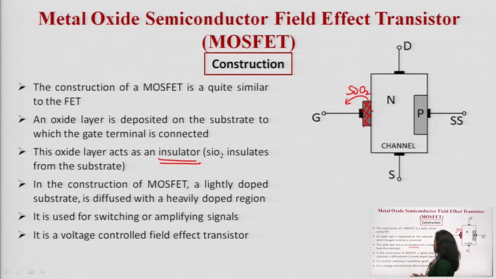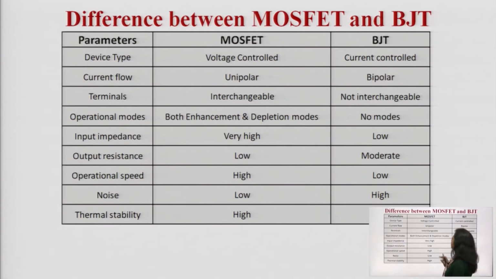And MOSFET is commonly used for switching applications and for amplifying signals. As if you were studying in the case of the BJT, that BJT is a current control device, FET is a voltage control device. MOSFET is a kind of FET, it is a voltage control device. Here input voltage controls, that is why this is the voltage controlled field effect transistor, right? All the terms you must be aware with.